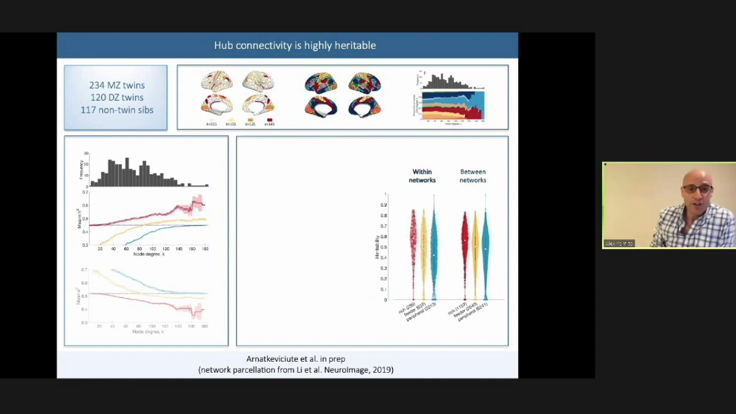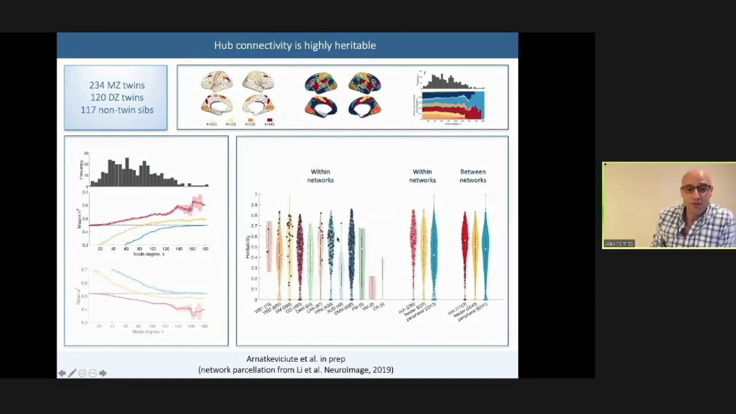And if we look across all 12 canonical networks, we find in no case is the average heritability higher than what we see for rich links. So this really does suggest that genetic influences are most strongly pronounced on those links between hubs, regardless of where they sit in the network, so distributed right throughout the brain.